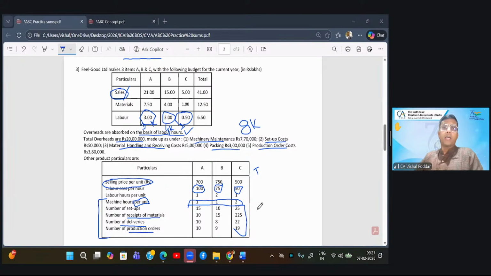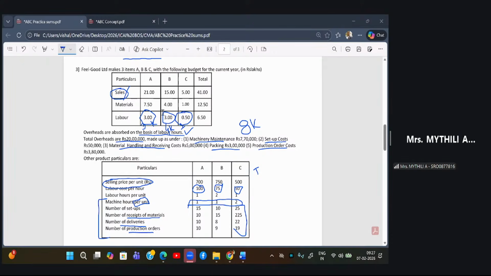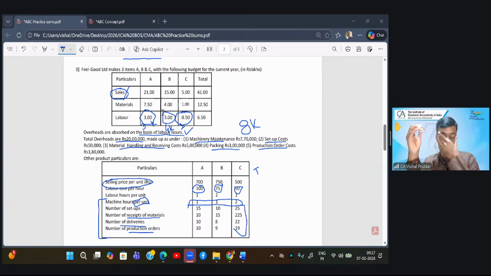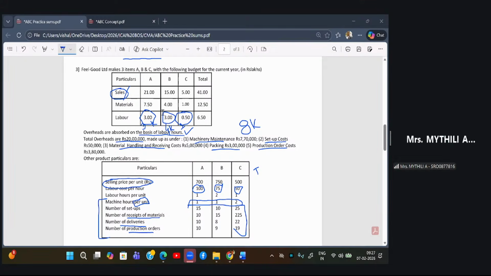Now find out for the third activity, which is material. So material handling, you'll use total number of material receipts, which is coming to 250. So 5 lakhs divided by 250, it is rupees 2,000 per material receipt. Yes, sir. 2,000. I got it. Perfect.